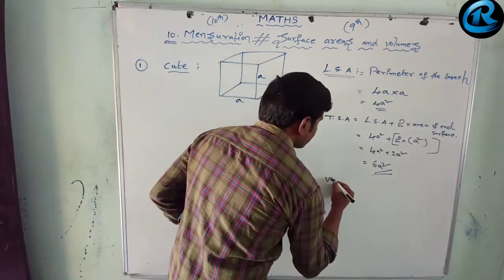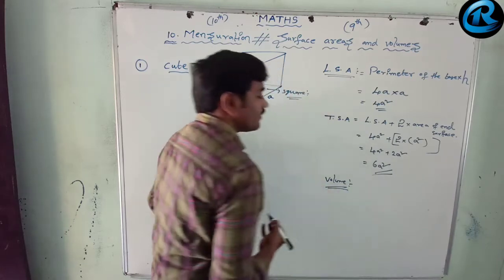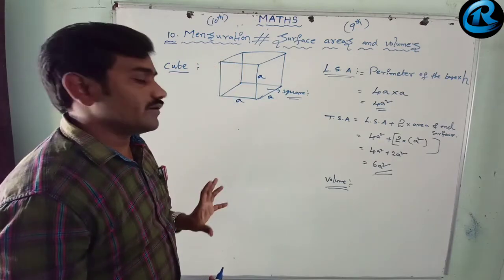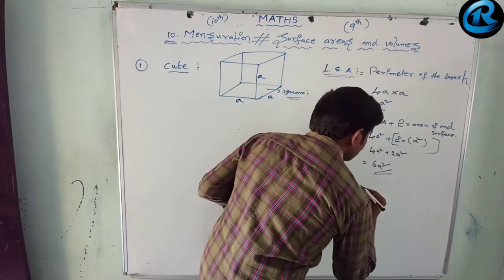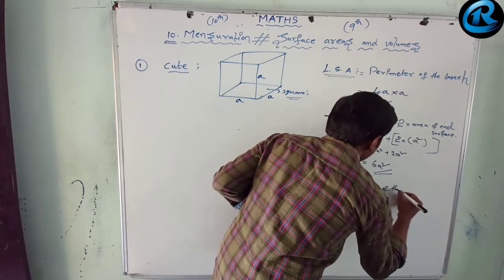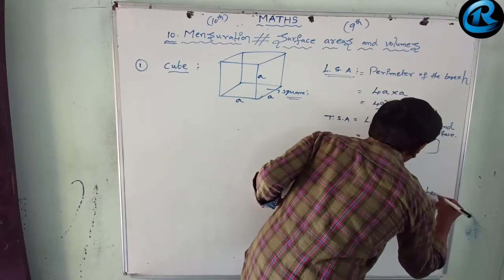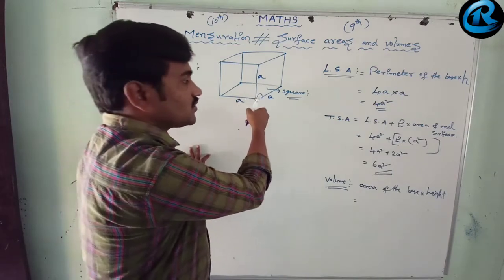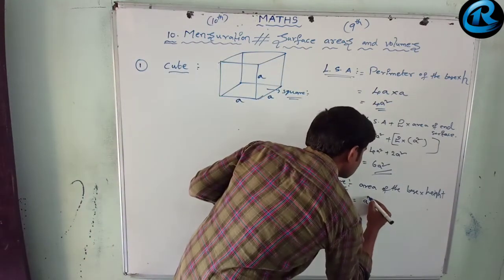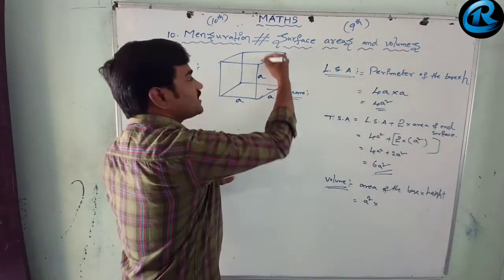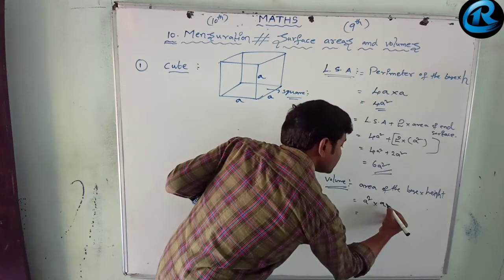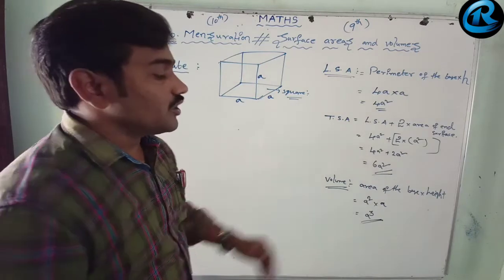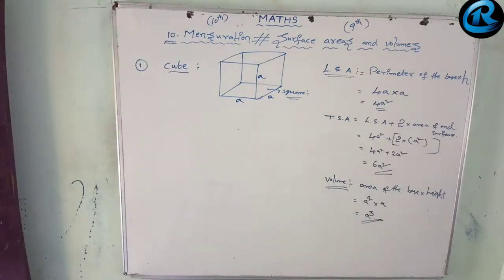Then we go for the volume. What is the volume of the cube? The volume formula is area of the base into height. The base is in the shape of a square, so the area of the square is side into side, that is side square. A square into height, and the height is a units. So a square into a is a cube. And this is the formula of the volume of the cube. The volume of the cube is a cube.